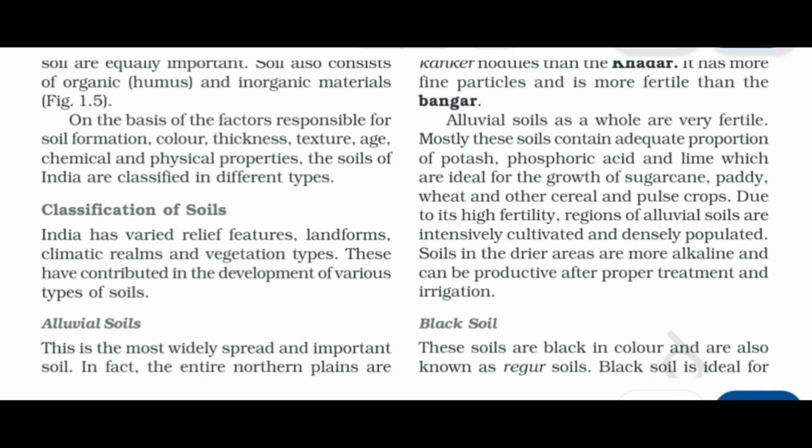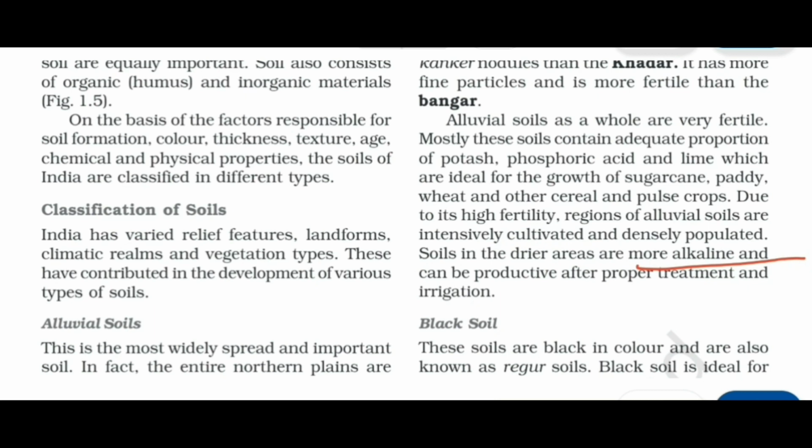Okay, now next one. Soils in the drier areas. Drier means where the rain is a little less. In such parts they are more alkaline and can be productive after proper treatment and irrigation. That means in the dry areas where the rainfall is a little less and we have the alluvial soil, those soils are alkaline. Alkaline in nature means they have a little more salt. Okay, they are a little salty soil where the salt content is there.